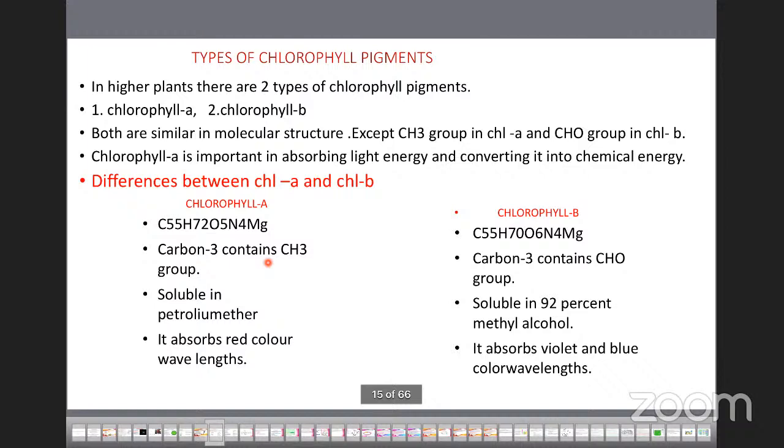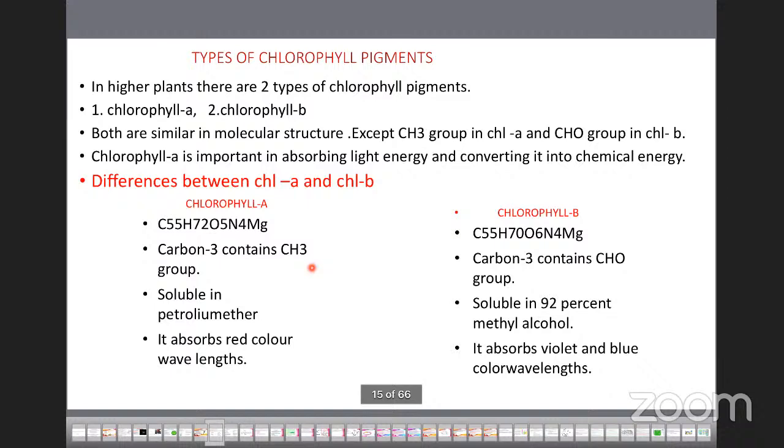Just now we have discussed the difference between chlorophyll A and B. A CH3 methyl group is attached to the chlorophyll A molecule. That means in chlorophyll A, the carbon number is C55, and out of 55, the third carbon is connected with the methyl group. Carbon number 3 contains a methyl group. That's why it is chlorophyll A.